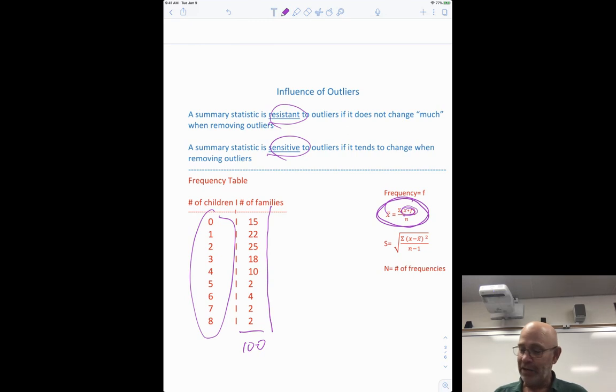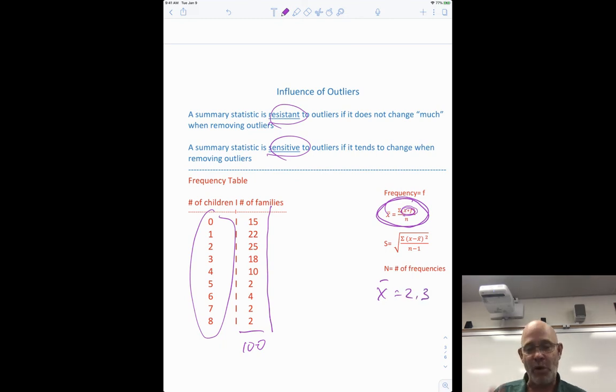Okay, so I'm going to find the average. I know you can't see my calculator, but what I'm doing right now is 15 times 0, plus 22 times 1, plus 25 times 2, plus 18 times 3, plus 4 times 10, plus 10, plus 24, plus 14, plus 16. So I just added them all up. I got 230. I divide it by 100. So the average is 2.3.